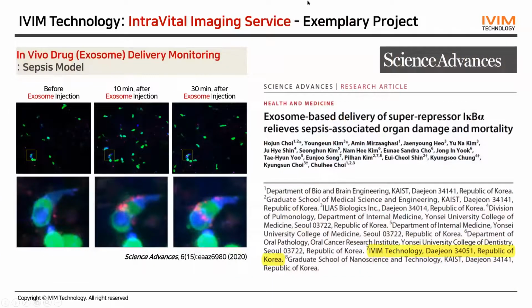So this is an exemplary project we have done. So in this case, we monitored the delivery of the exosome. This red color is the exosome, and this green color and blue color are the target cells. So as you can see here, 10 minutes after the exosome injection, you can see the attachment of this exosome to the surface of the cell and internalization at 30 minutes after the exosome injection. So this data clearly shows that this exosome can be target delivered very rapidly into the target cell in vivo in a real live animal model through intravenous injection.